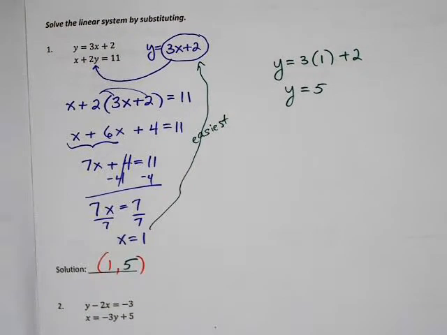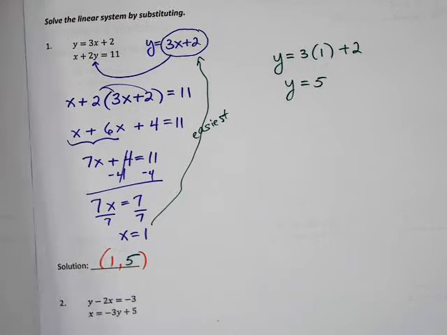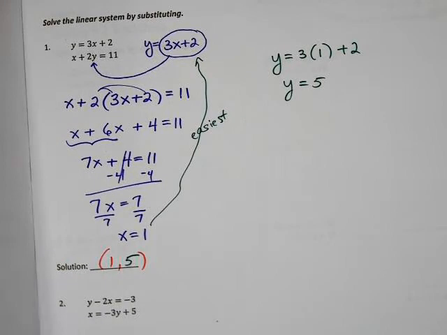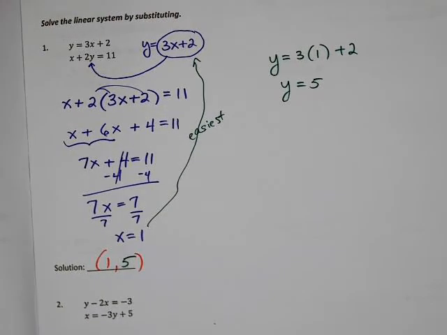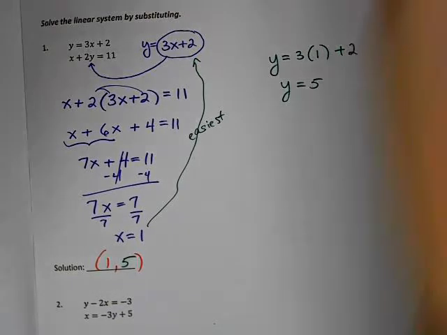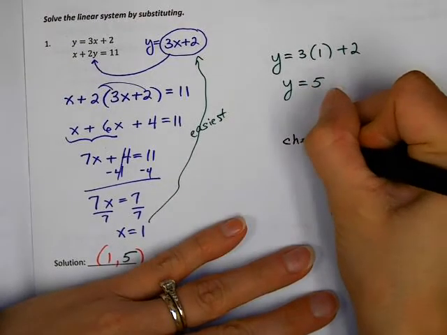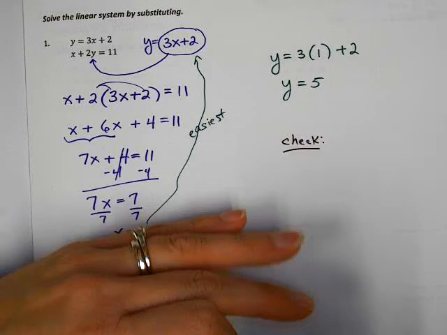So I think that the answer is 1 comma 5. Now, I definitely want to get an A on this test, so I think I'm going to check. I'm going to check to make sure that it works. It has to work in both of the equations.